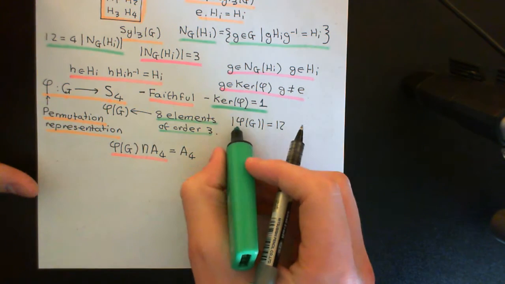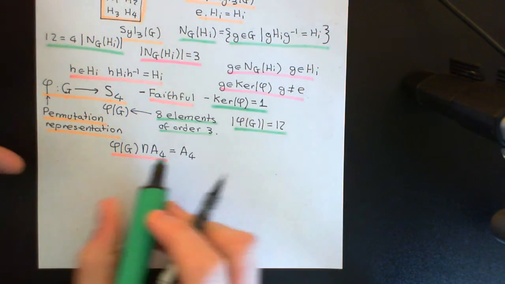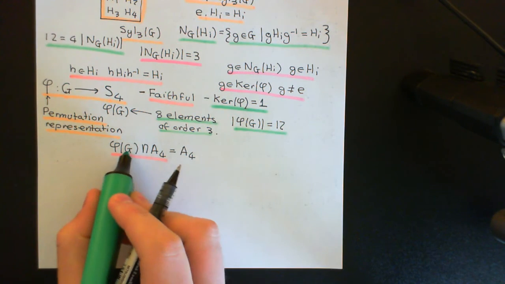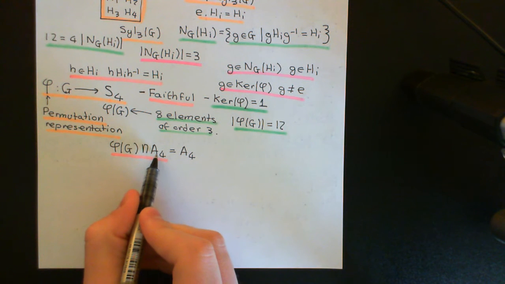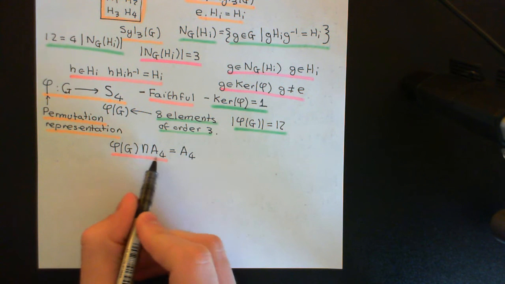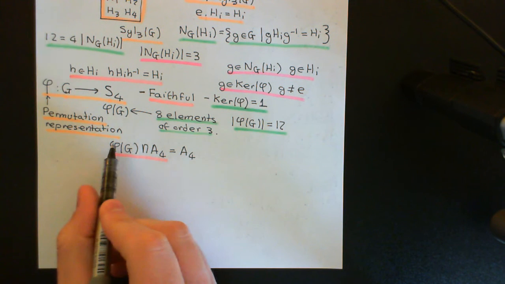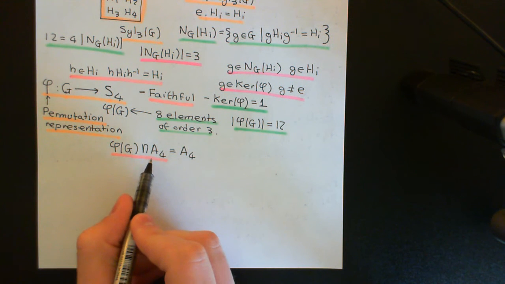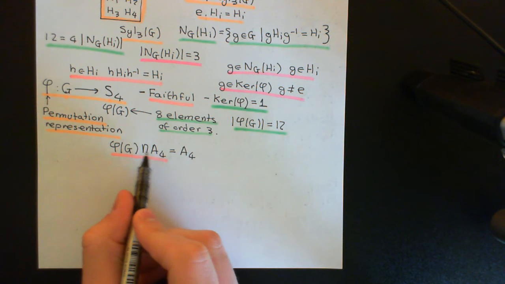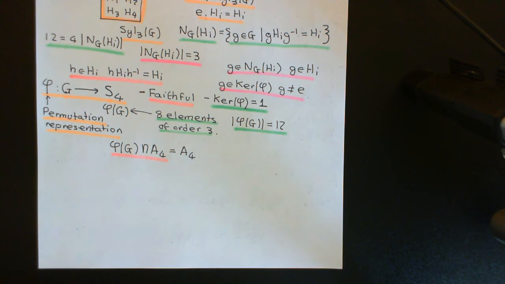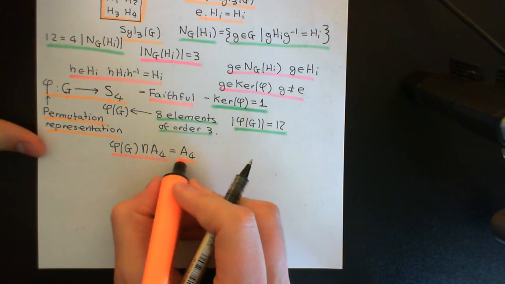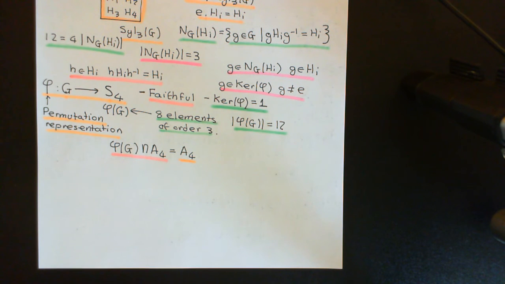So why can I do that? Well, I just apply Lagrange's theorem. This intersection has to be a subgroup of both of the things that you've intersected, so it has to be a subgroup of A4. A4 has order 12, and this intersection has to contain at least 9 elements. The only option is that it's the improper subgroup of A4, i.e. that this intersection is A4. You can't have a subgroup that shares 9 elements that isn't the improper subgroup.